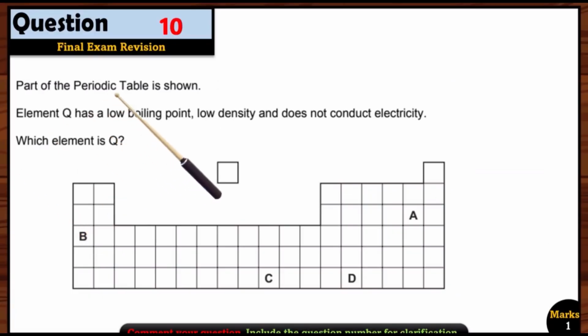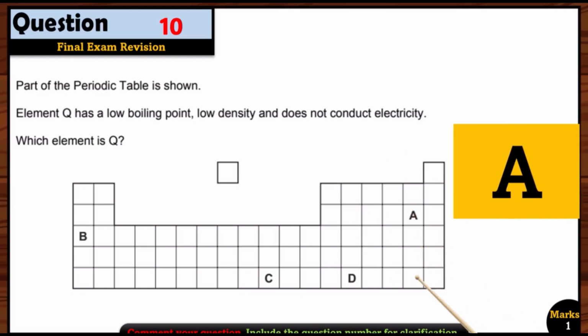Let's see question 10. Part of the periodic table is shown. Element Q has a low boiling point, low density, and does not conduct electricity. Which element is Q? If it does not conduct electricity, it's obviously a non-metal, right? And if it has a low density and low boiling point, mostly the non-metals on the top have low melting and boiling points and low density. So that's why option A is the right option over here compared to D, because D has a higher density compared to A.